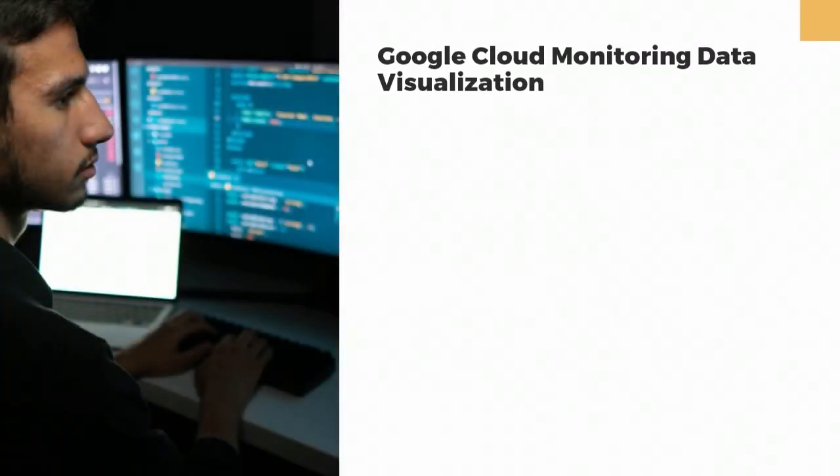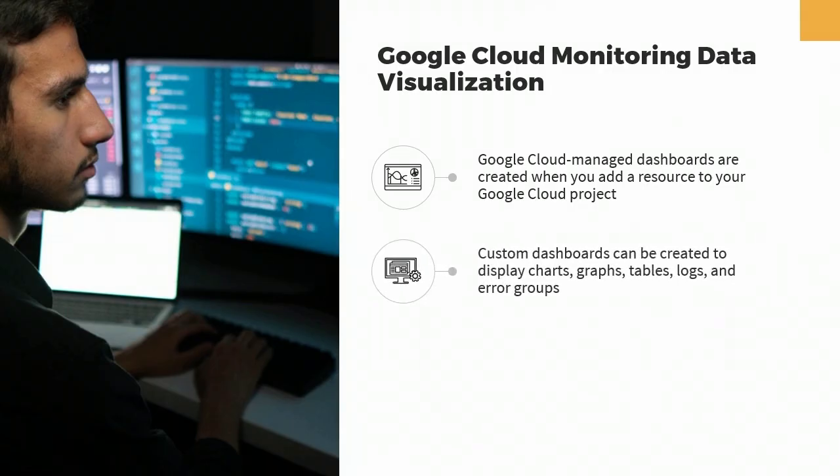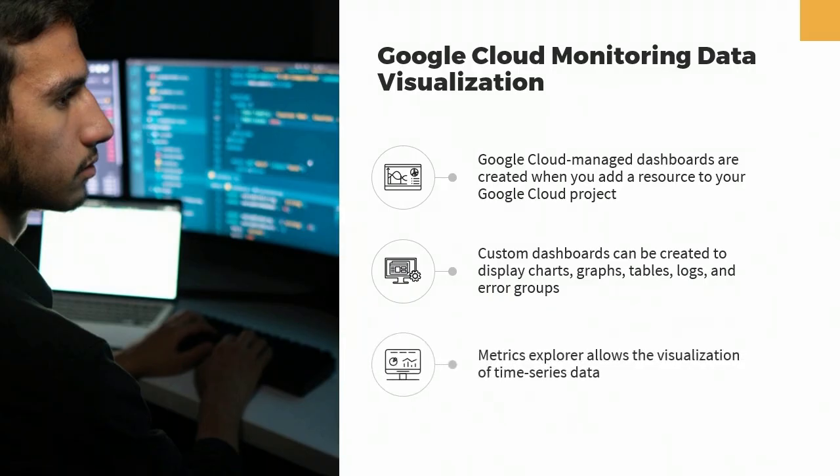Now here are some Google Cloud Monitoring data visualization tools that we have. We've got managed dashboards that are created when you add a resource to your Google Cloud project. There are custom dashboards that can be created to display charts, graphs, tables, logs, and error groups all in one location. And there's even a Metrics Explorer. This allows visualizations of things like time series data, where I can start to do some autocorrelation functions or something like that, where I can look at a window of time and see how they're performing over a certain window.